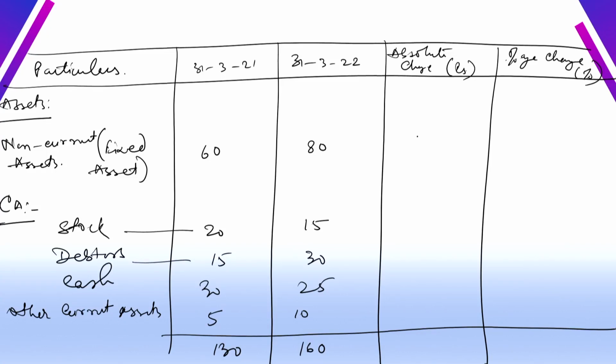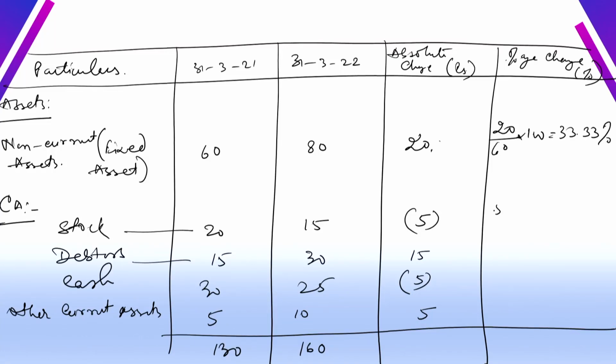60 to 80,000 is a clear change of rupees 20,000. Stock 5,000, that is negative, so that is why we will put a bracket around it. Debtors change is 15,000, and the decrease in the cash from 30,000 to 25,000 is again 5,000. Other current assets, 5,000 to 10,000, is an increase of 5,000 rupees. If you go to the percentage change, 20 upon 60 multiplied by 100 will come at 33.33%.